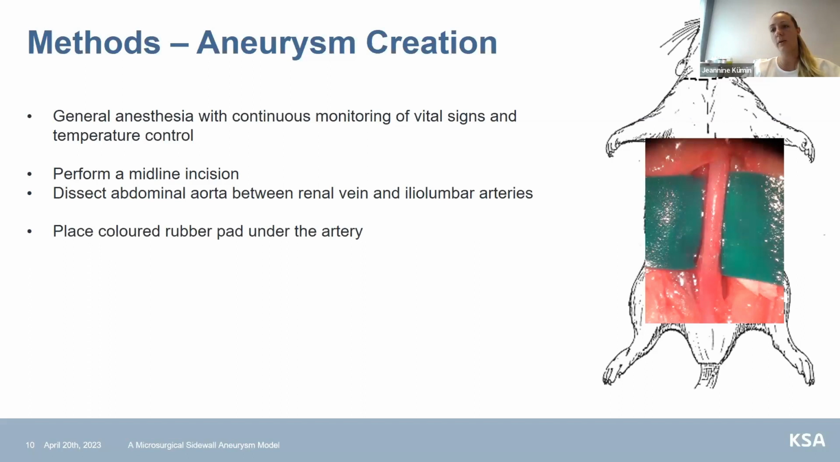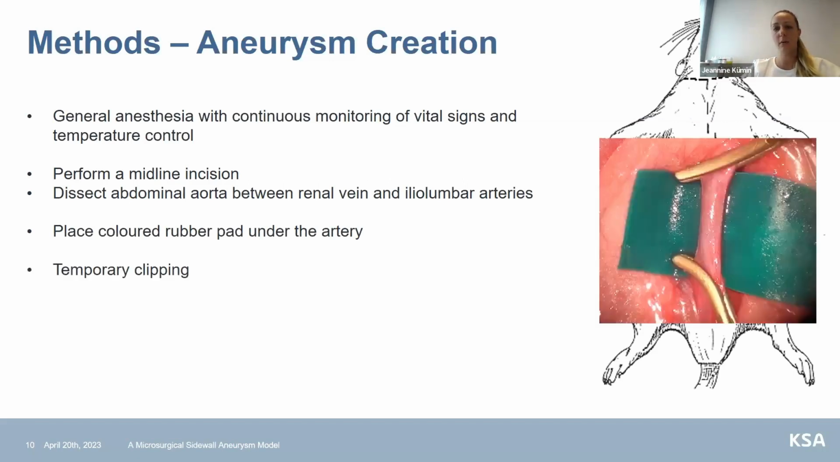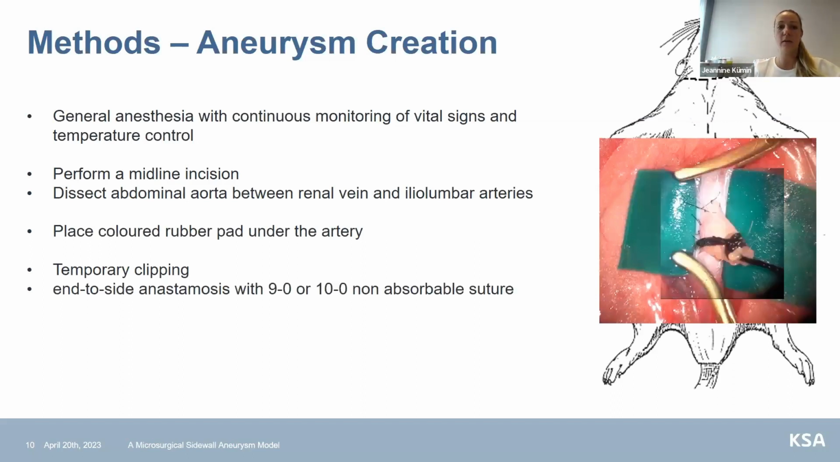placed below the artery to enhance contrast, as well as to protect the underlying structures, as for example, the vena cava or the nerve plexus. Then temporary clipping was performed before we did an end-to-side anastomosis to create the sidewall aneurysm with 9-0 or 10-0 non-absorbable sutures. Depending on the treatment modality, treatment was performed either before, during, or after suture, but more about this in a few minutes.